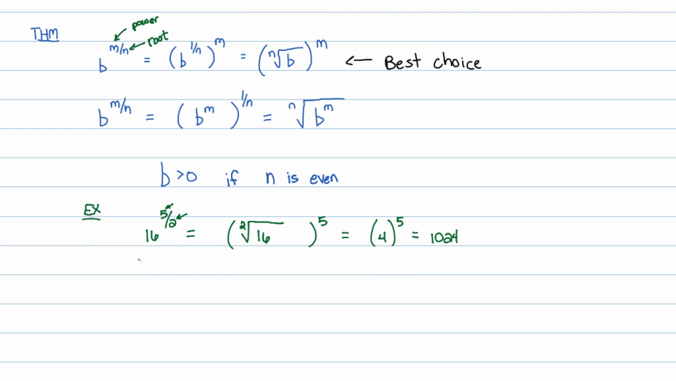Whereas if we had said, let's look at negative 16 to the 5/2 power, well, first of all, notice that the root here is going to be even. So we're taking the even root of a negative number and raising it to the fifth power. That's not real.